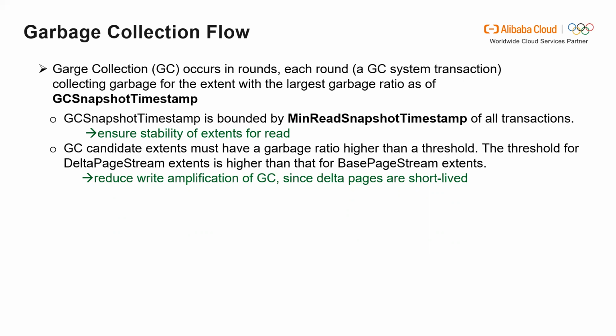For an extent to become a GC candidate, its garbage ratio must be higher than a certain threshold. Since data pages tend to be short-lived, the threshold for data page stream extents is higher than that for base page stream extents. This helps reduce write amplification of GC.